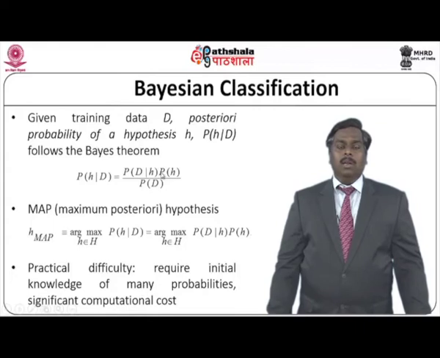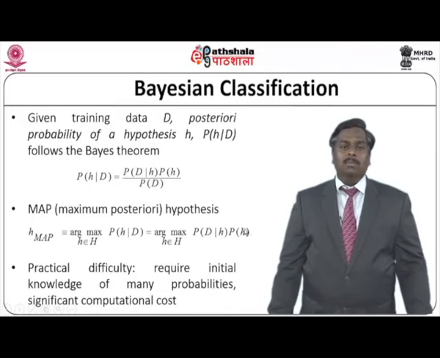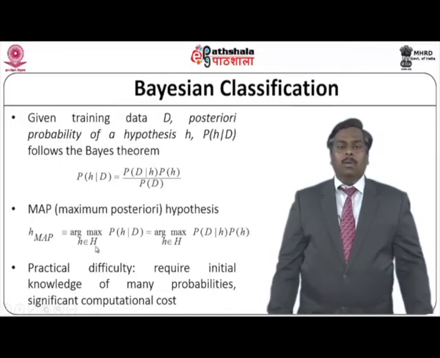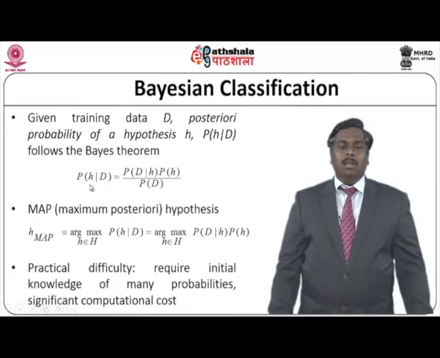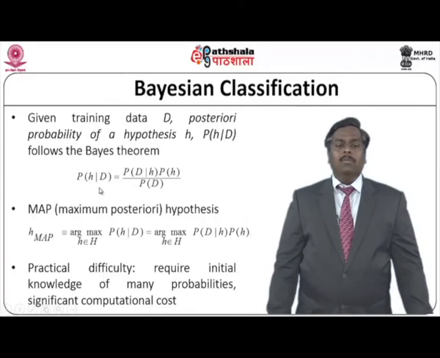So, the numerator is associated with two probabilities: one is the probability of D given H, and another one is the probability of the hypothesis. Now all that we need to do is identify the hypothesis for which the probability is maximum, and the hypothesis which has the maximum conditional probability will be used for further classification or prediction problems.